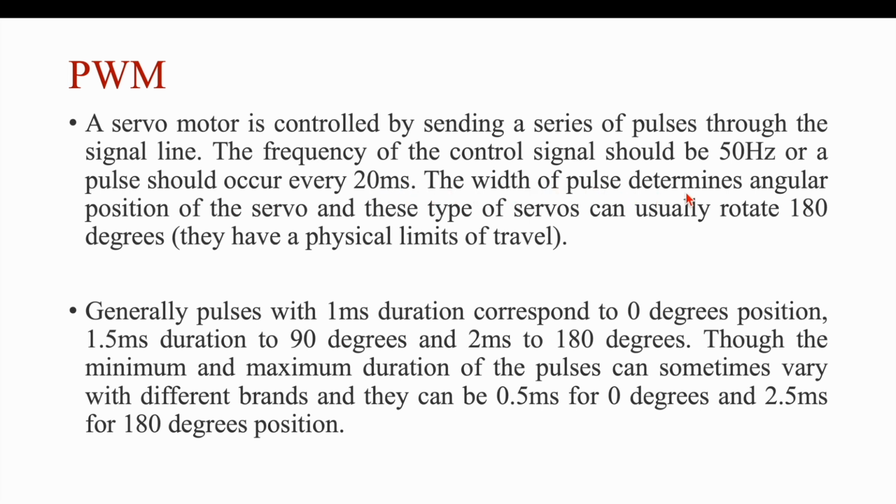The width of the pulse determines the angular position of the servo, and this type of servo can usually rotate 180 degrees. They have physical limits of travel. Generally, pulses with a 1 millisecond duration correspond to the 0 degree position, 1.5 milliseconds to 90 degrees, and 2 milliseconds to 180 degrees, though the minimum and maximum pulse durations can vary with different brands, and can be 0.5 milliseconds for 0 degrees and 2.5 milliseconds for 180 degrees.